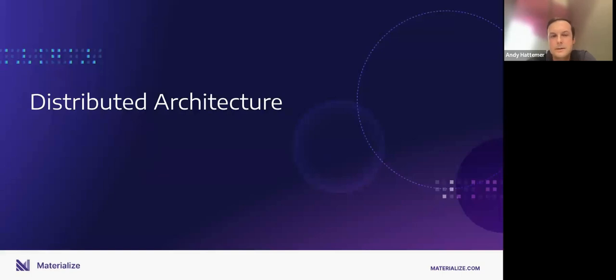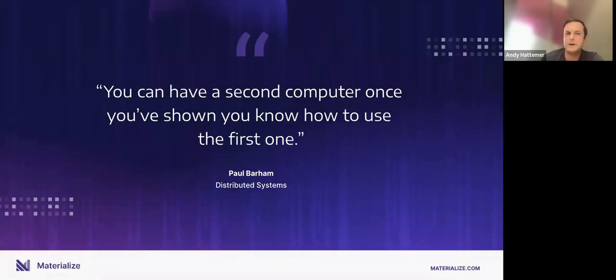Okay, let's get into the distributed architecture. So before I actually get into it, this quote is perfect for the occasion. I originally saw this on Twitter, but then someone pointed out, I think Joaquin, you pointed out, that it's featured on the first page of our co-founder Frank McSherry's amazing COST paper too. You can have a second computer once you've shown you know how to use the first one. In a way, we've spent the last 2+ years showing we know how to use the first computer. And now that we've done that, we're ready for our second, our third, our fourth, and so on.